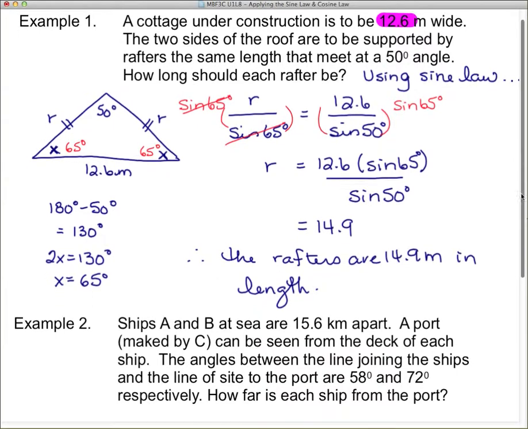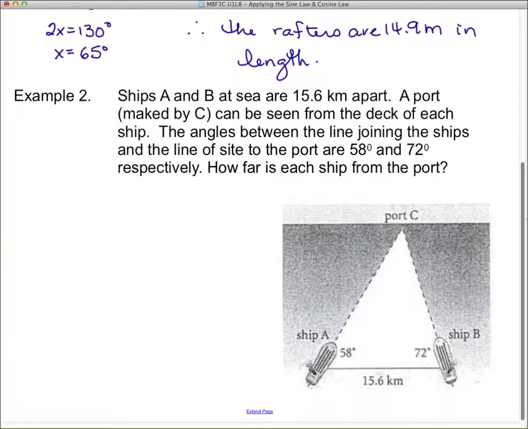Okay, let's look at the next one. Oh, we've got a diagram for this one, so this should hopefully help. It says ships A and B at C are 15.6 kilometers apart. A port marked at C, so here's our port. The ships are headed to that port, and the ships can see the port. The angles between the line joining the ships and the line of sight to the port are 58 and 72, so we got those on. How far is each ship from the port? So we need to find this side length and this side length.